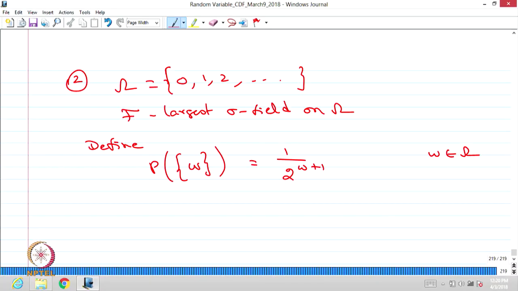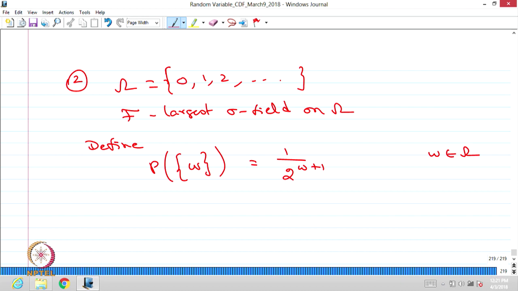Let us have an example. Suppose w is equal to 0. Then P of 0 is 1 divided by 2 power 1, 1 by 2. Suppose w is equal to 1. Then P of 1 is 1 divided by 2 power 2, that is 1 by 4. Suppose that w is going to be 3, then it is going to be 1 divided by 2 power 4.